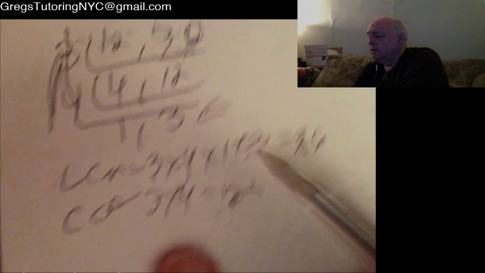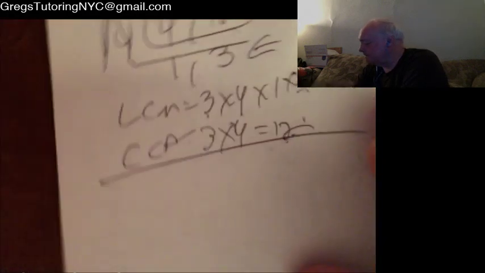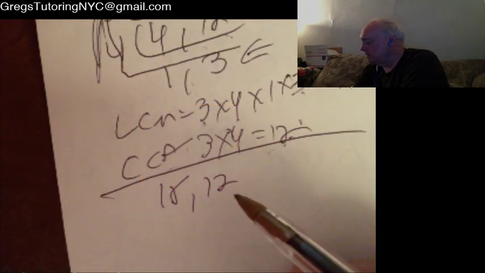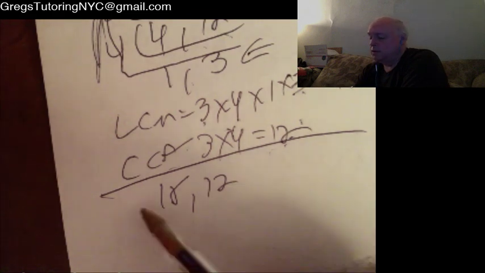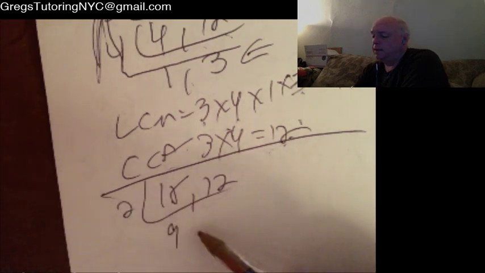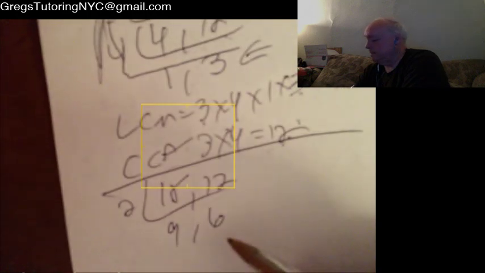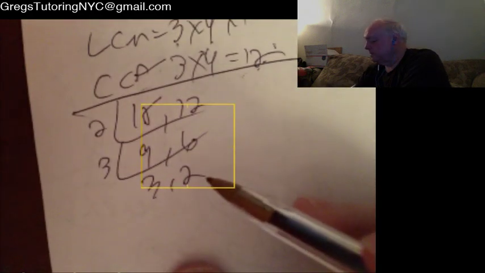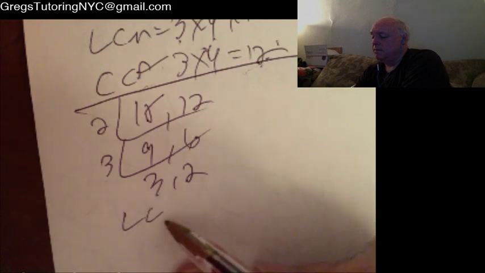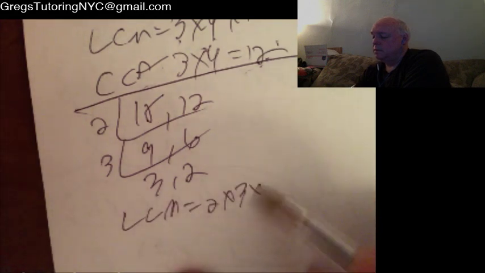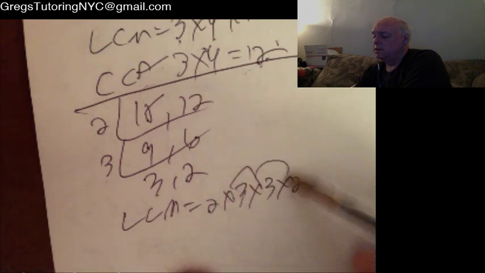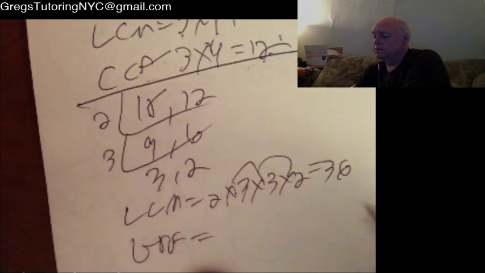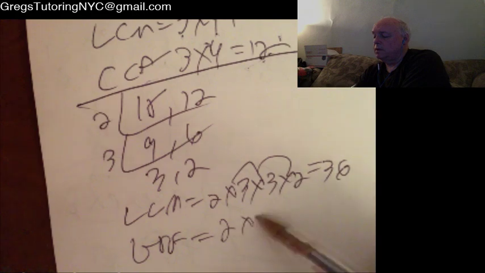So let's do another one. 18 and 12. So I can do 2, and I get 9 and 6, right? I can divide by 3, and I get 3 and 2. So I'm done. So the LCM equals 2 times 3 times 3 times 2. That's 9, 18, that's equal to 36. And the GCF equals 2 times 3, equals 6.